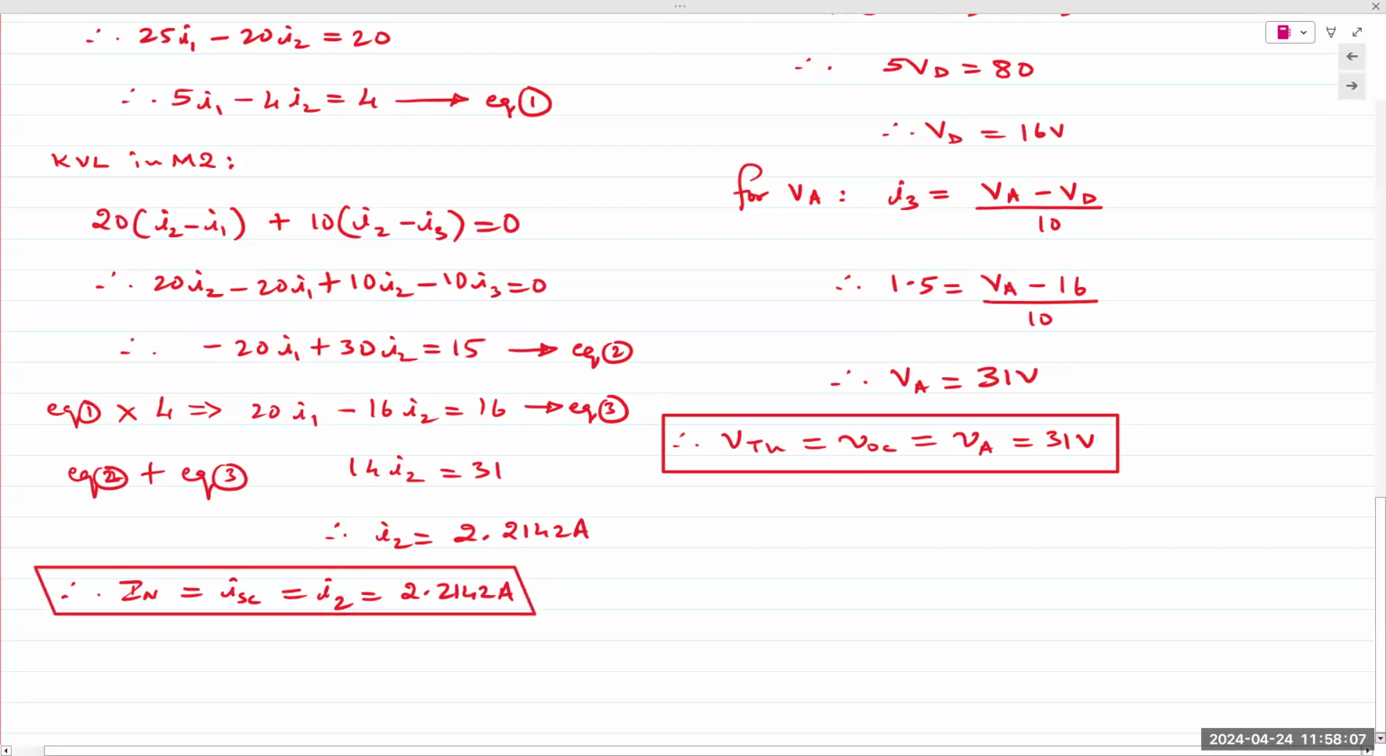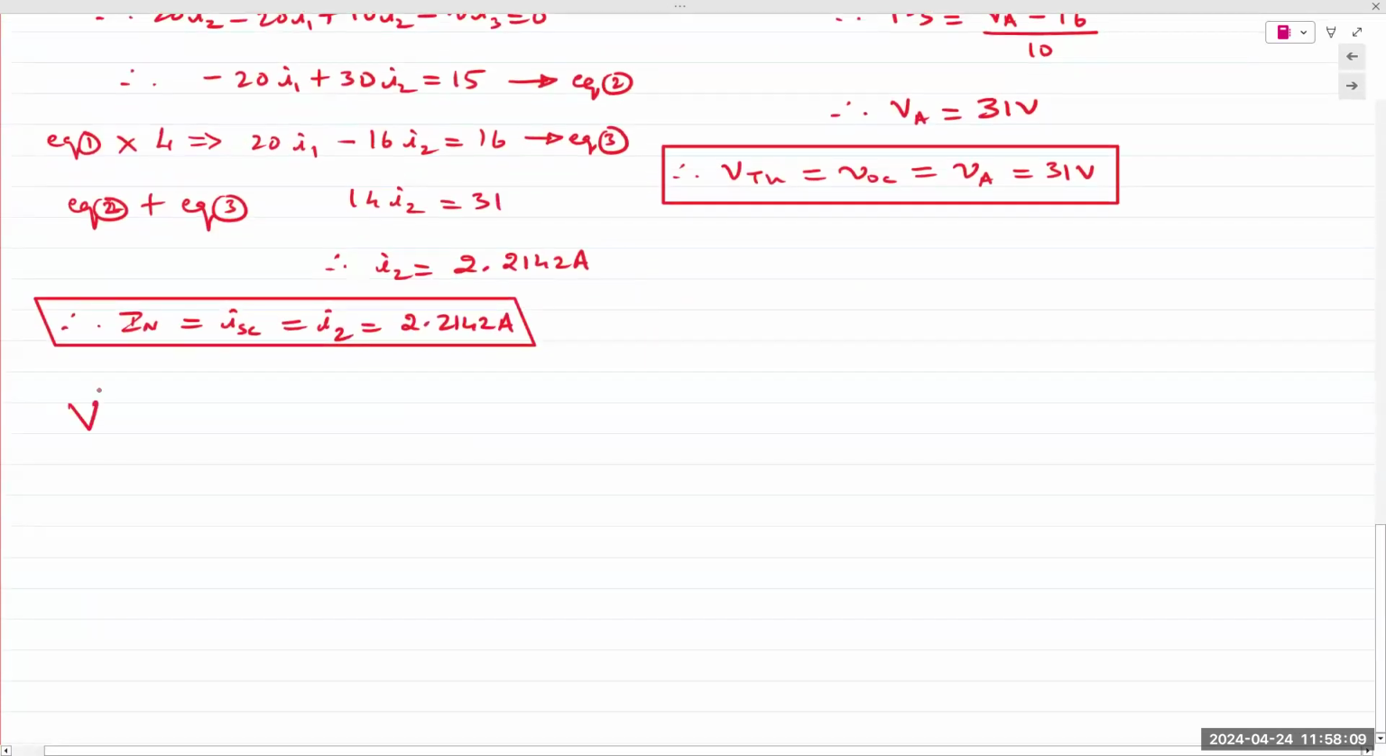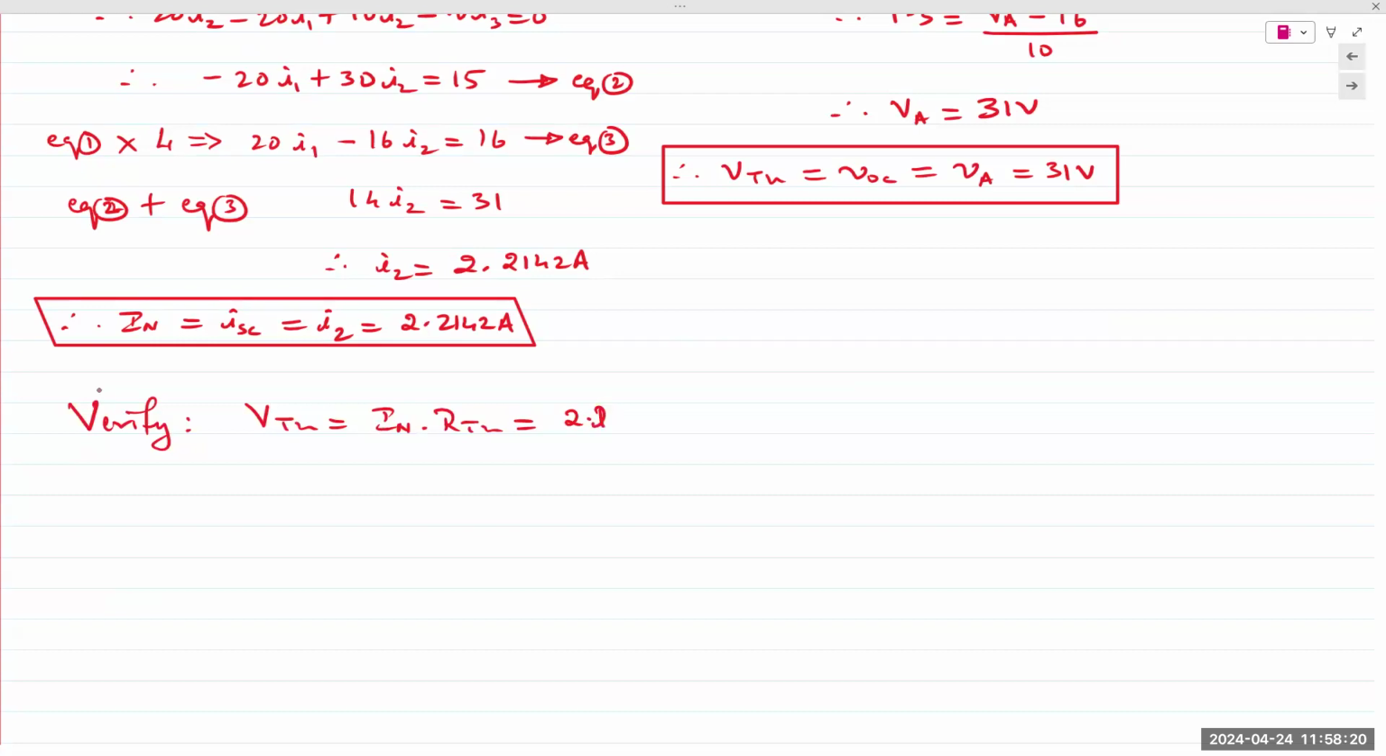Verify your answer. VTH should equal the product of IN times RTH. So IN is 2.2142 times, what do I have for Norton? 14 ohms. Gives me 30.99 volts, which is approximately equal to 31.